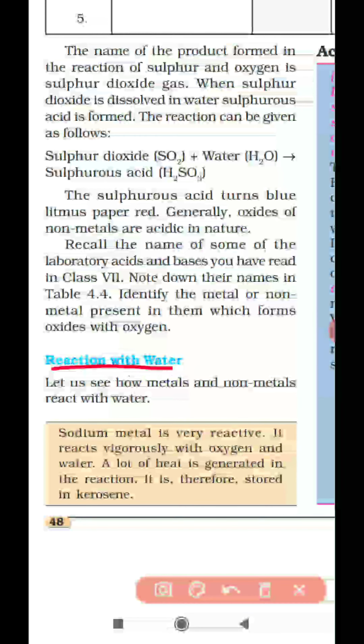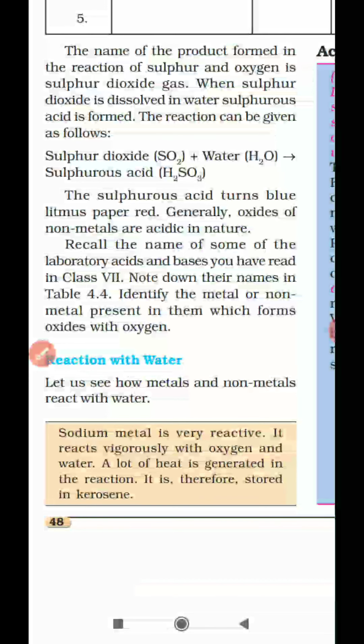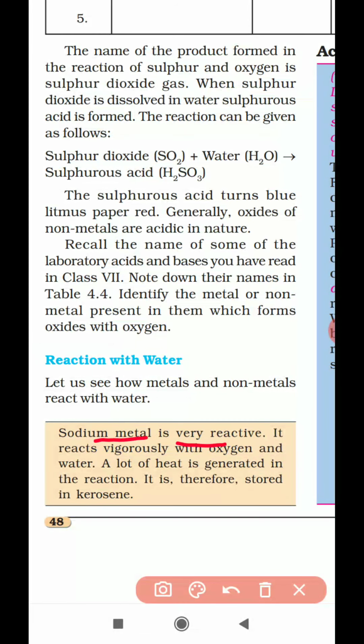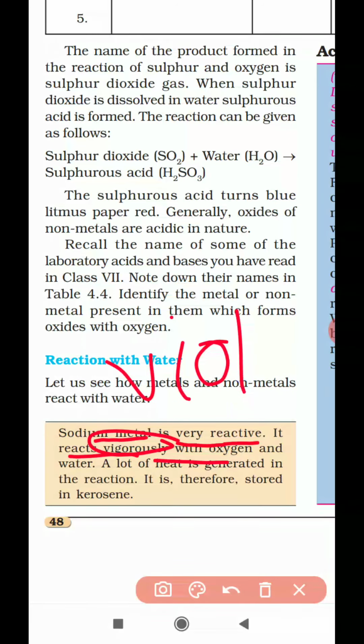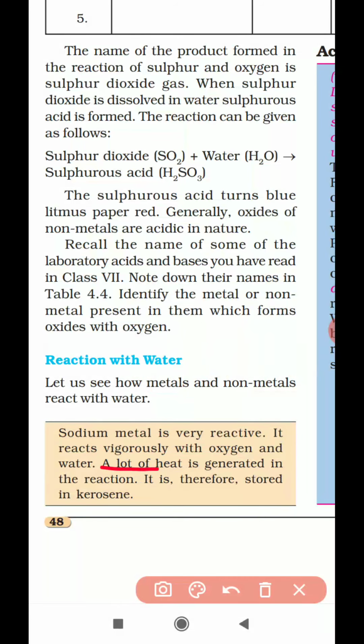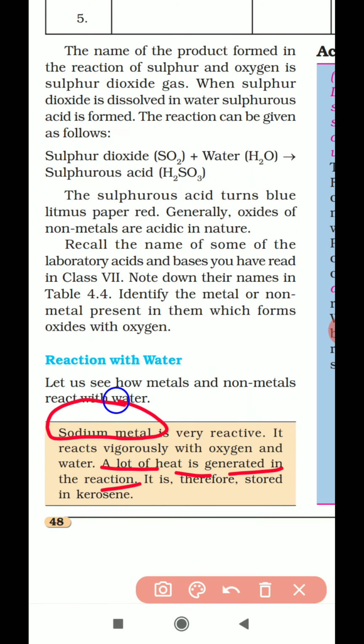Now we are going to learn about the second property, reaction with metal. The sodium metal is very reactive. It reacts violently with oxygen and water, so a lot of heat is generated in the reaction. Therefore, sodium metal is always stored in kerosene. It is a highly reactive metal.